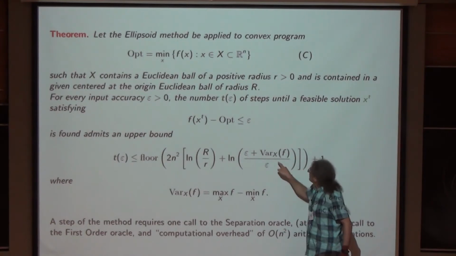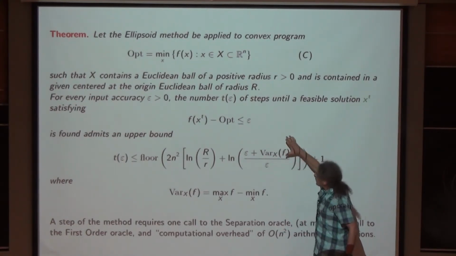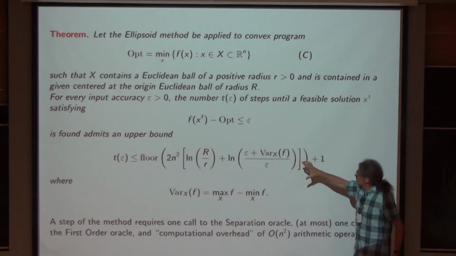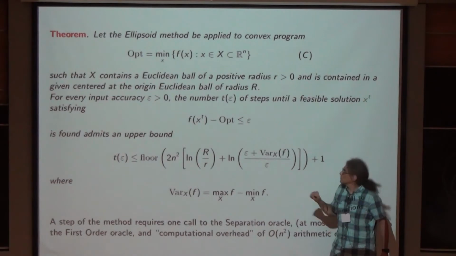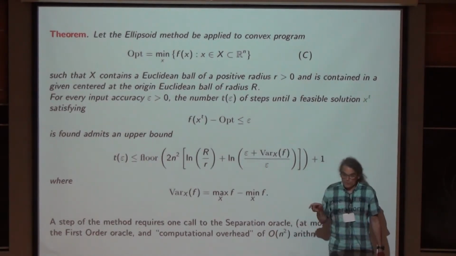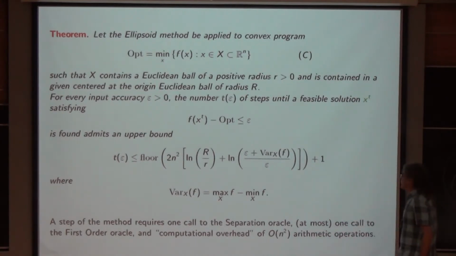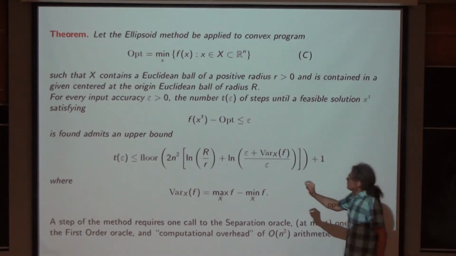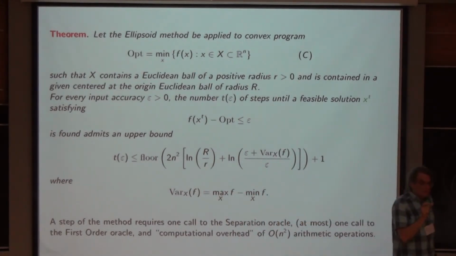And here you see what you can call the relative accuracy. Here is the variation of the objective on the set, divided by the precision we want, and it is also under the logarithm. We call this the linear rate of convergence. So each time you do n iterations of the method, you improve your accuracy by a factor of, say, 2, where n is the problem dimension.